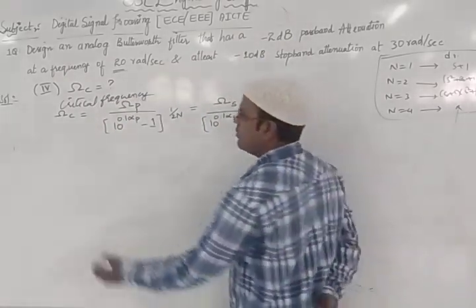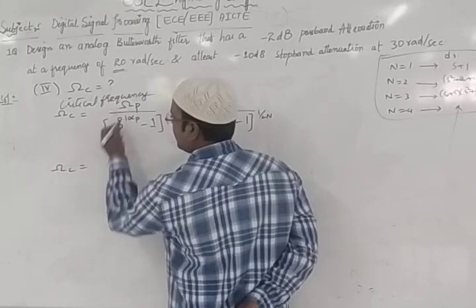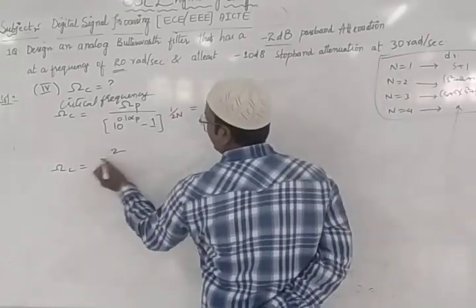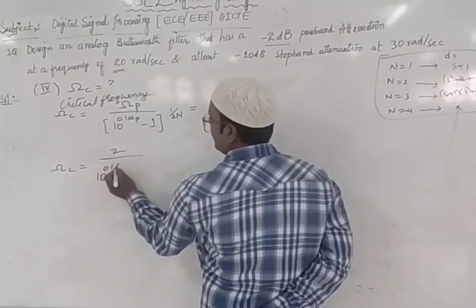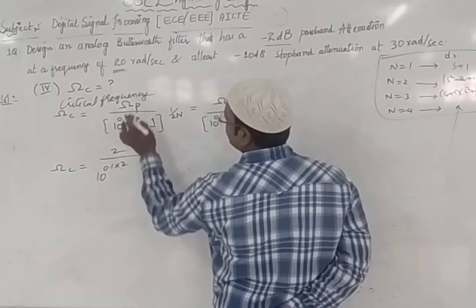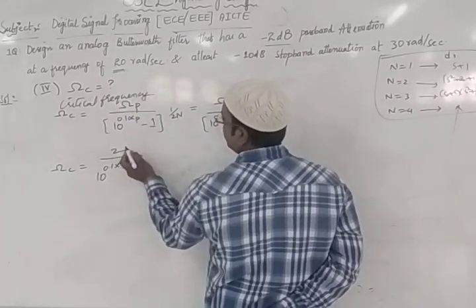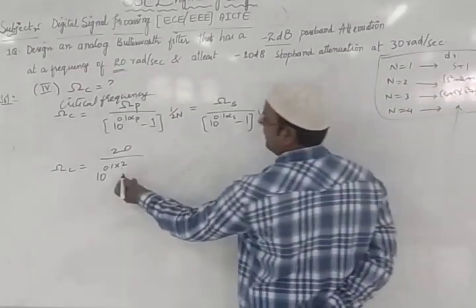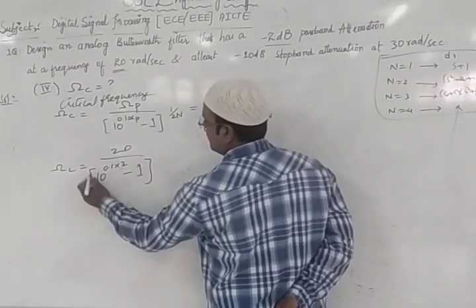So now omega C is equal to, what is omega P we have? In the passband it is 2. 2 by 10 power 0.1 alpha P. What is alpha P? This is your alpha P only. This is your 2. What is the frequency of this one? It is 20. Right? Passband frequency is 20. Minus 1. Whole power 1 by 2.